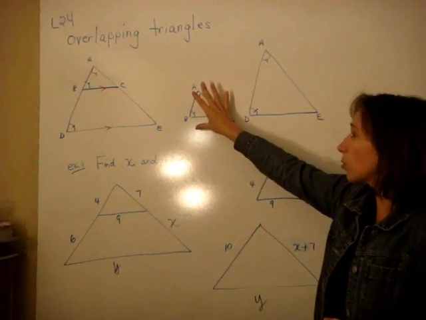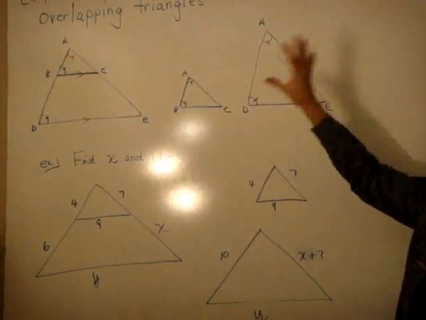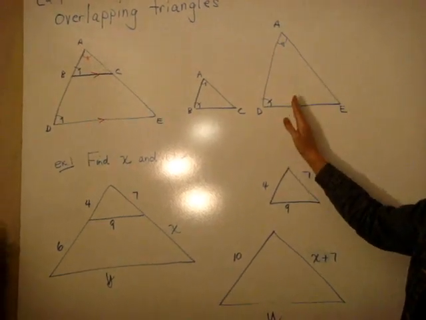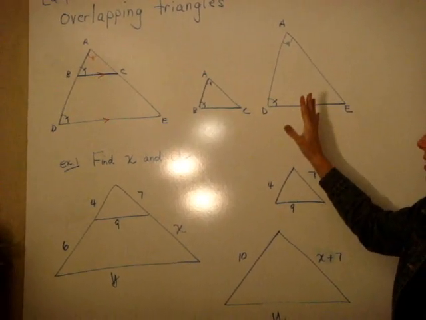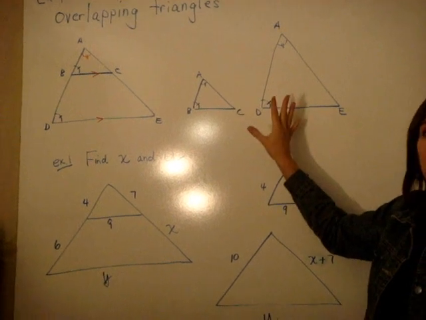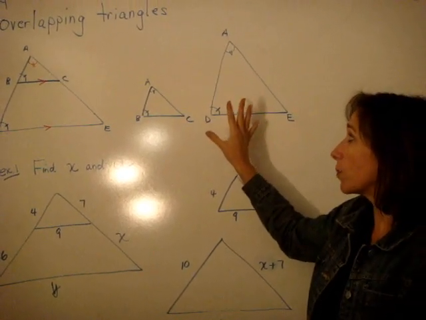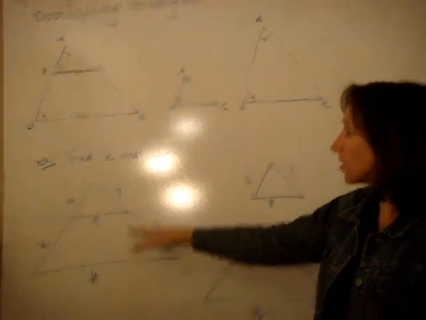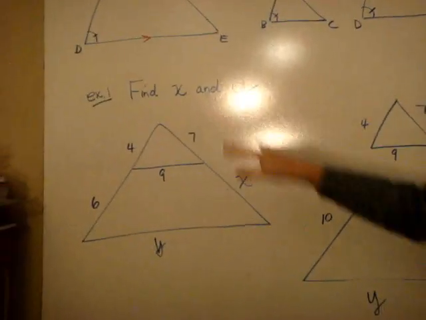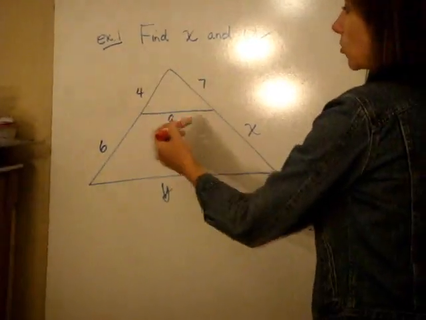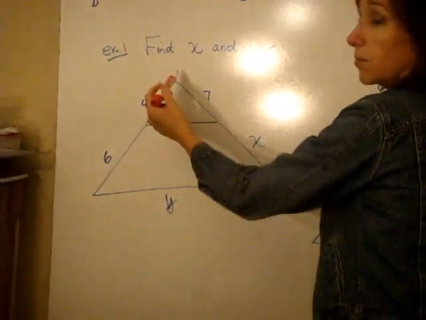If two angles in one triangle are the same as two angles in another triangle, we know that the two triangles are similar. The reason this helps us is we know that similar triangles, their sides are proportional. So we can solve for parts that are missing. So let's look down here at example 1. We're going to find X and Y. We have an overlapping triangle. We have the little triangle and we have the big triangle.